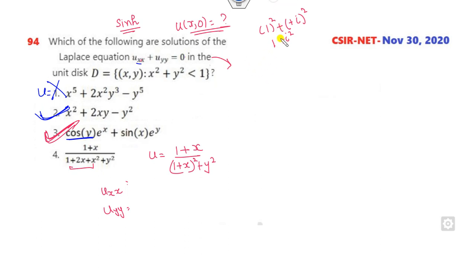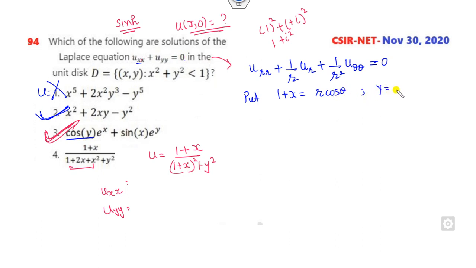What is the polar form of the Laplace equation? That is urr plus 1 over r ur plus 1 over r square u theta theta, and the right hand side is 0. So I can make this in polar form. How can you make it? I can take x as r cos theta and y as r sin theta. So my u will be, numerator r cos theta, denominator r square. So one r will be cancelled out, and it is here.